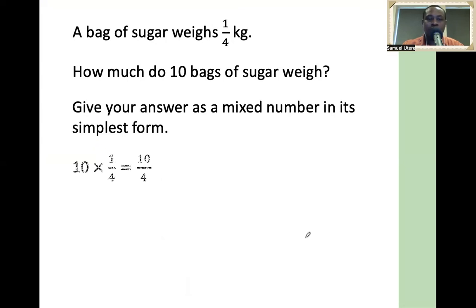So we simply do 10 times a quarter, which is 10 over 4. This time we do not need to represent it as a diagram because we know how it works. So 10 divided by 4 will be 2. Our remainder is 2. We'll write that as a quarter. But then remember that 2 quarters is the same thing as a half. So that is 2, 1 over 2.